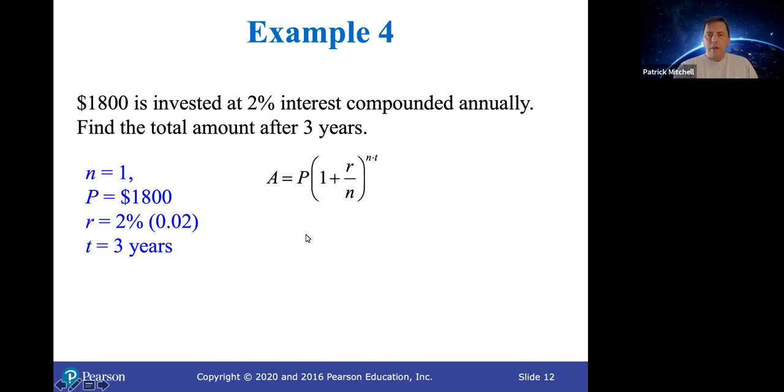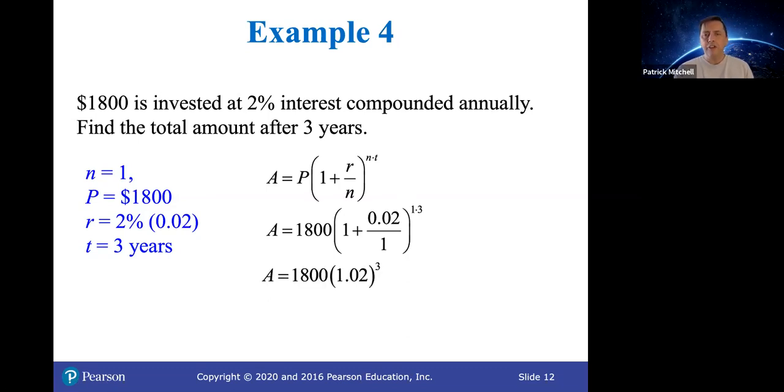So we plug in those numbers, and we get this. A is 1,800 times 1.02 to the power 3. What I'm going to do now is I'm going to switch over to my calculator.